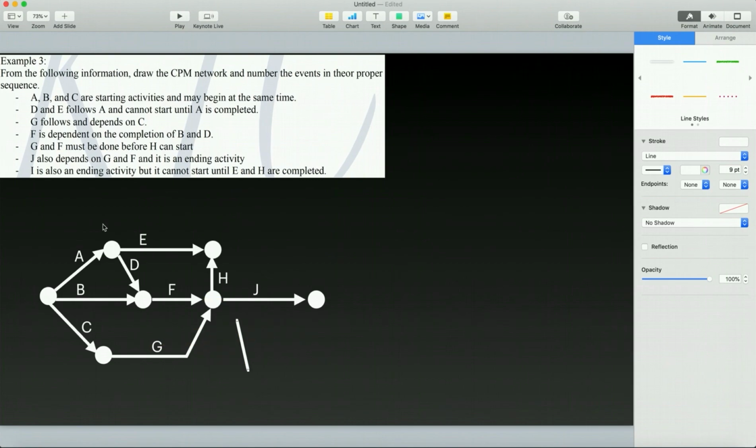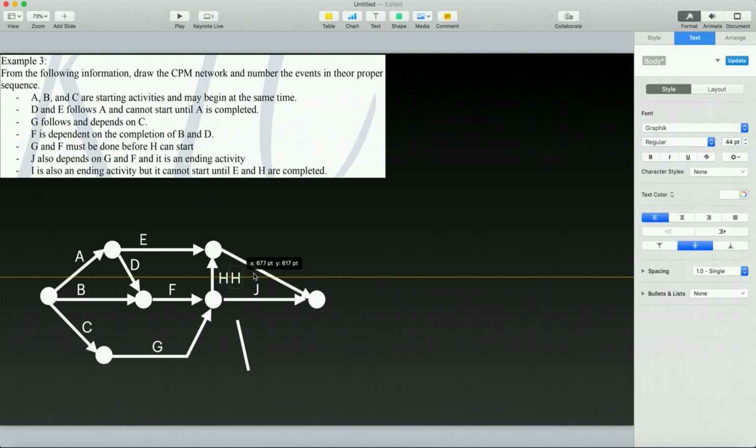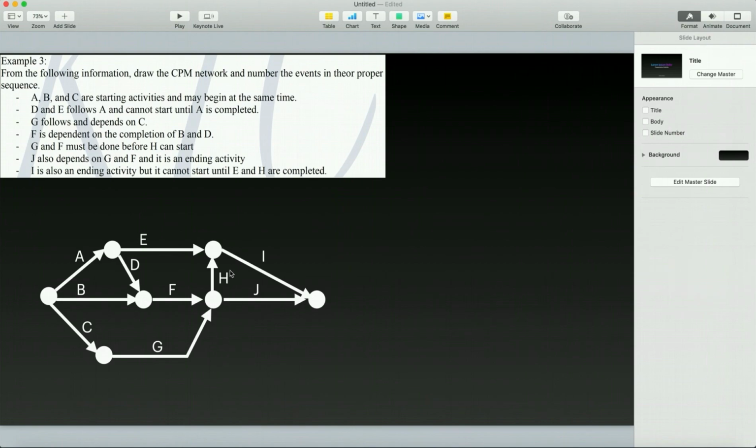Okay, so we were able to satisfy now because I is also an ending activity, but it cannot start unless E and H are completed. So we have here activities E and H. So we have here activity I. So we connect it here, but take note, activity I is an ending activity. So it will be connected to our end node. Okay. Then we have here activity I. And this is my network diagram.